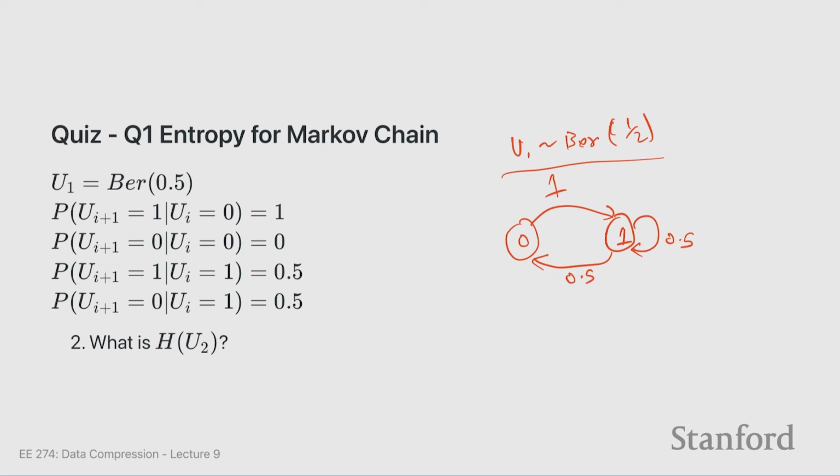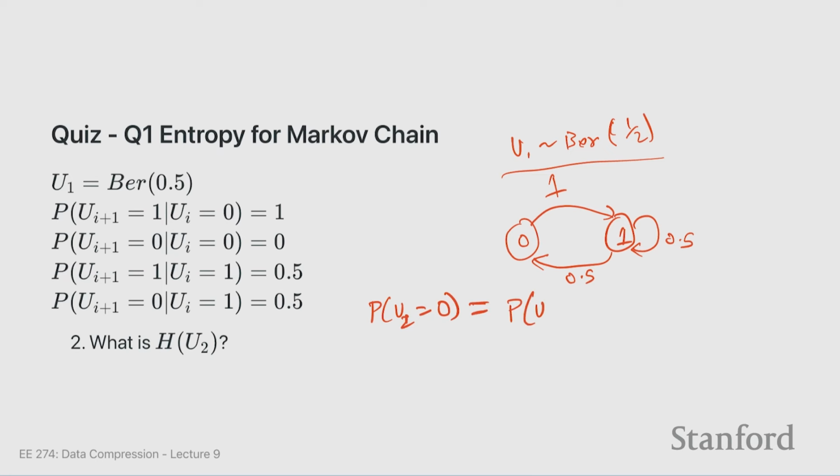Now I ask you, what is the entropy of U2? There was a question on Ed where U2 is dependent on U1, so what do you mean by entropy of U2? At the end of the day, all of these are random variables, whether or not they depend on anybody else. Any random variable, you can compute its marginal distribution and its entropy. Just follow the formulas. So, for example, what is P(U2 = 0)?